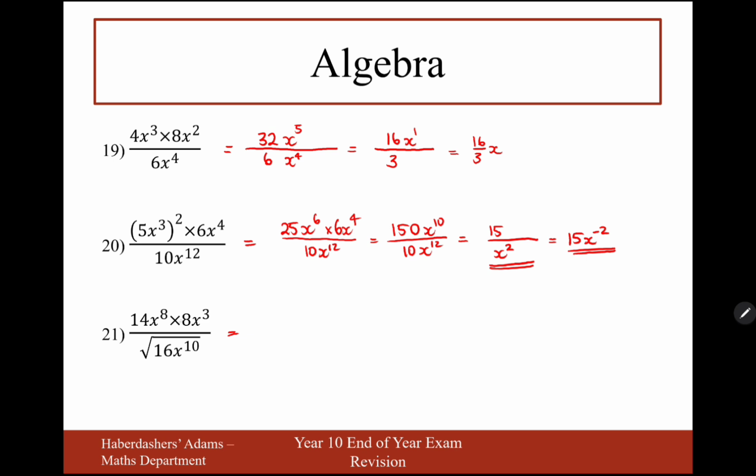Okay, let's have a go at the final one here then. So 14 times 8. Okay, that's a difficult question to do. Let's do 7 times 8 and double it. 7 times 8 is 56. Double it, 112. So 112x to the 11.